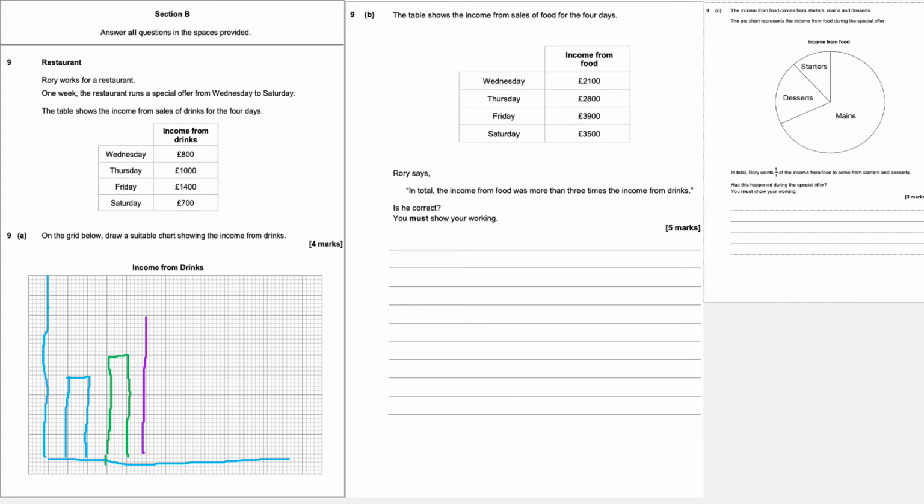So this is going to be Friday's income from the drinks. And then this is going to be income from Saturday, which is 700, which is going to be in between, about here, guys. This is bang in between 800 and 600, so it's going to be in the middle. So that's my Wednesday, Thursday, Friday and Saturday, and it's going up in 200, guys. Forgive me for that, sorry.